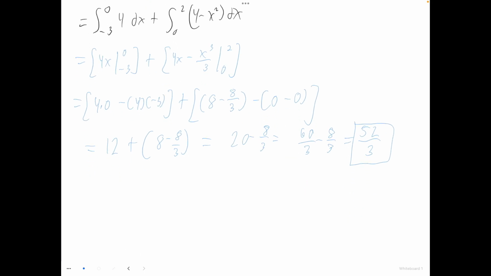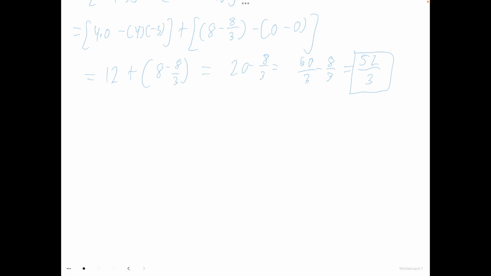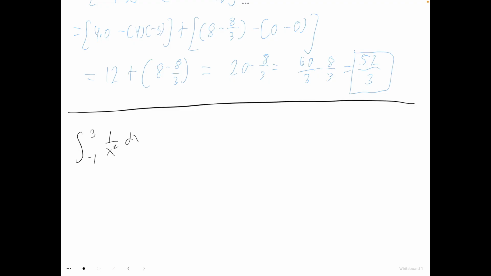Now, just as a note, so you can see what to be aware of, say we wanted to look at something like the integral from negative 1 to 3 of 1 over x squared. On the interval from negative 1 to 3, this function is not continuous. There is an infinite discontinuity at x equals 0. So the fundamental theorem does not apply.